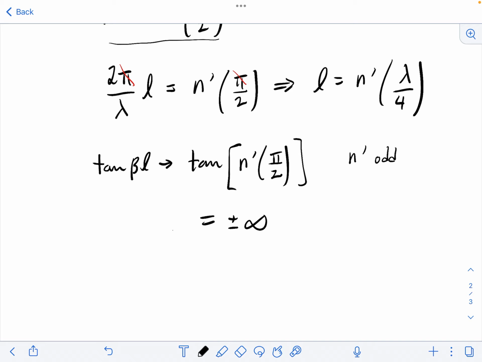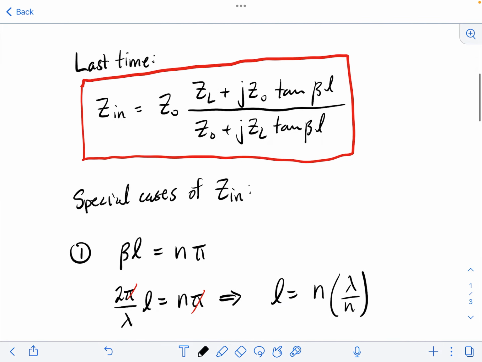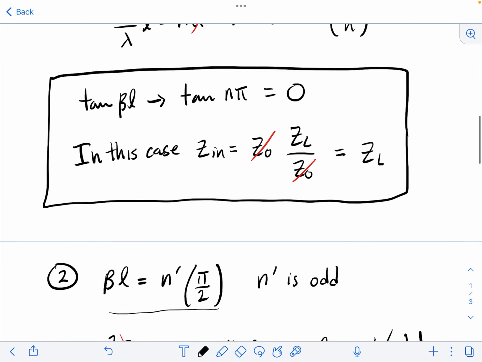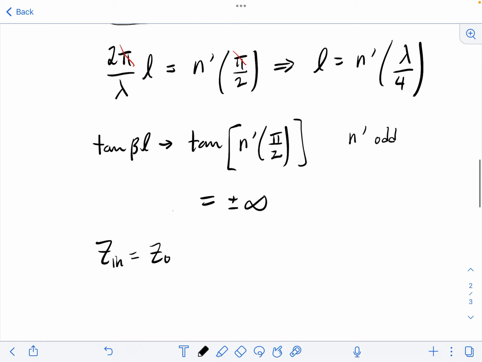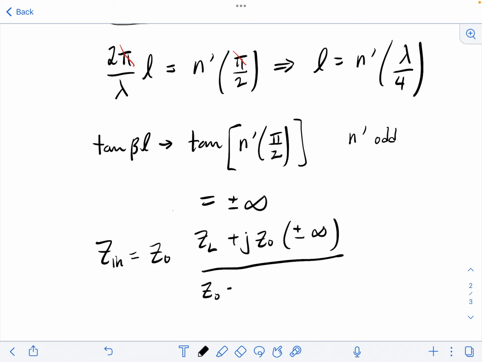Okay, so what does that mean for Zn? Zn is equal to Z0, and then it's going to be ZL plus JZ0, and then we have plus or minus infinity for our tan, and then down here we have Z0 plus JZL plus or minus infinity.